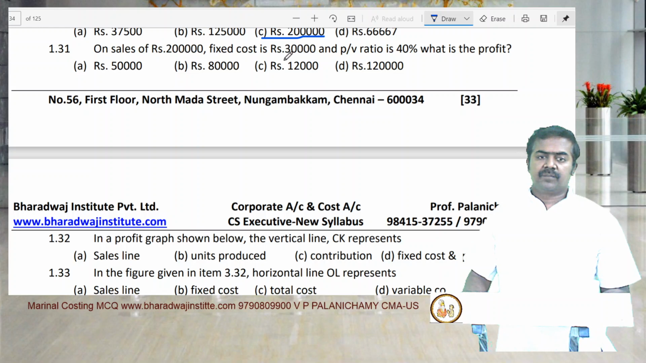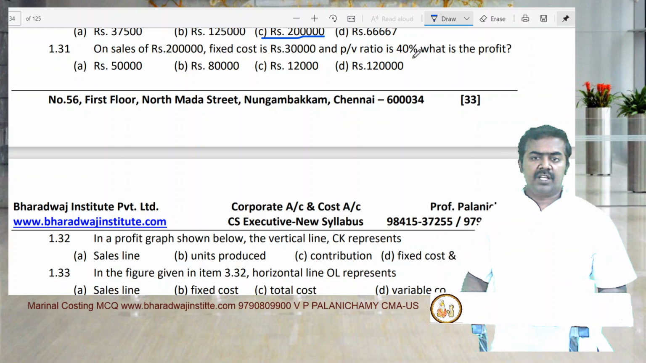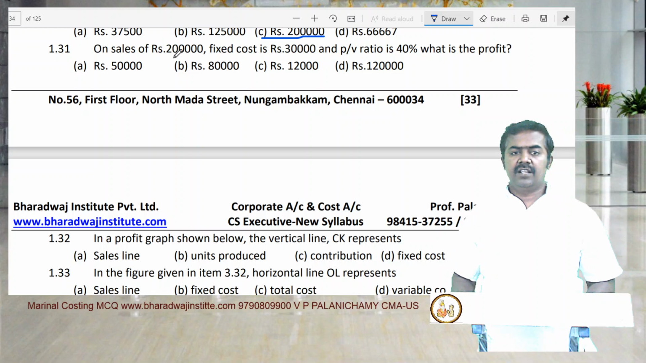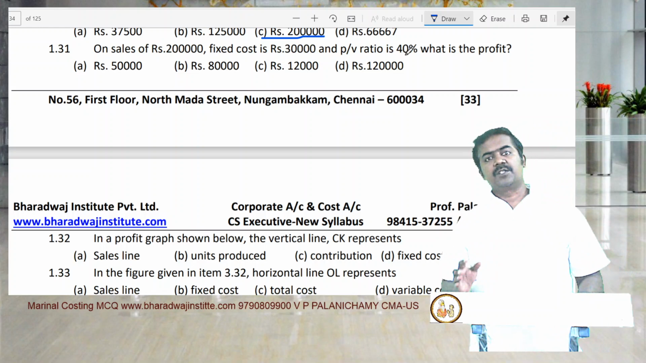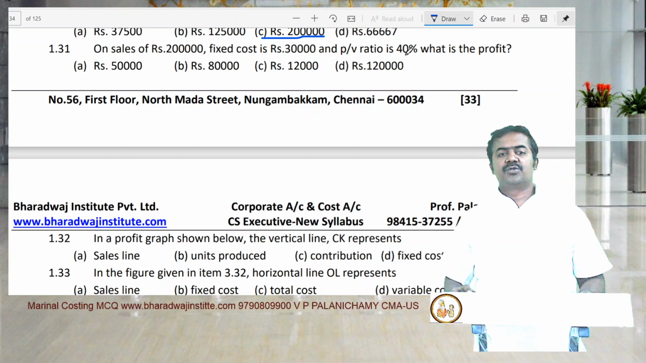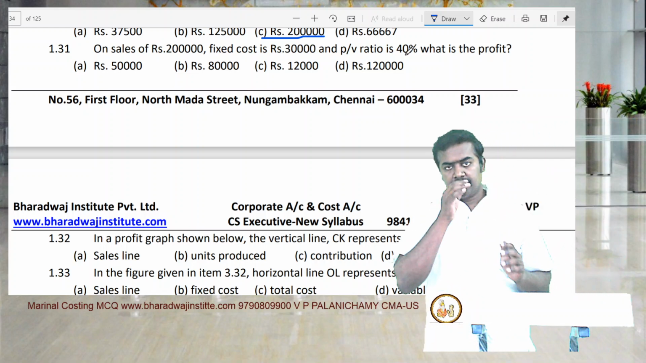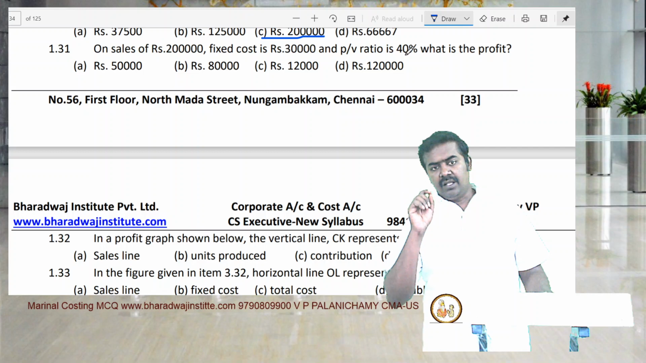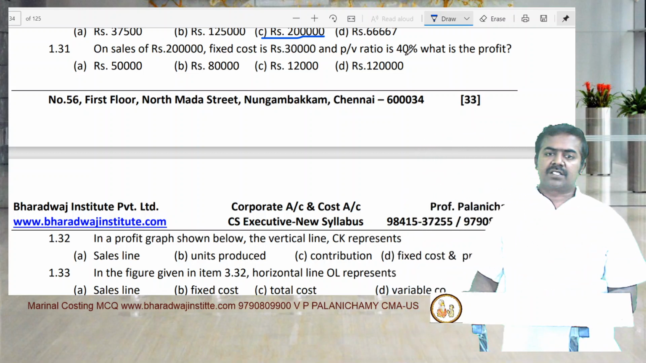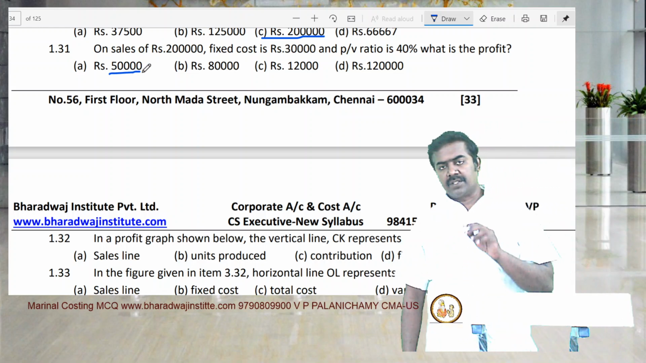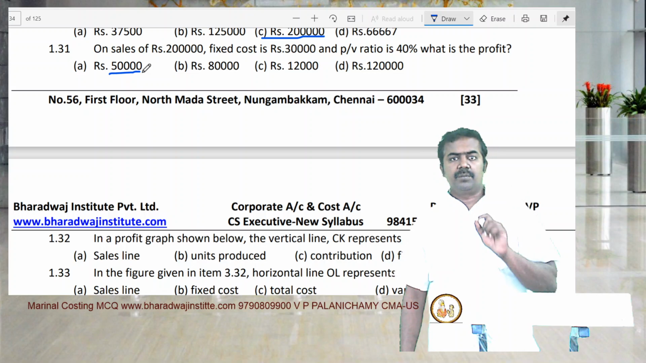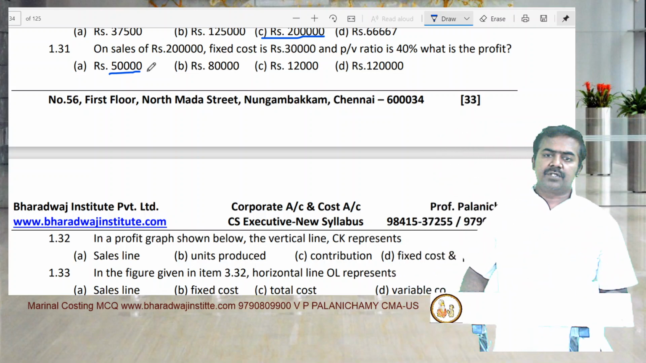Of the sales 2 lakhs, fixed cost is 30,000, PV ratio 40%. What is the net profit? Simple. Sales into PV ratio. What is PV ratio? Contribution ratio. So 2 lakhs into 40% will give us 80,000. 80,000 minus fixed cost 30,000 will give us profit. Once again I repeat, 2 lakhs into 40%, 80,000. 80,000 minus 30,000, 50,000 is going to be the profit.